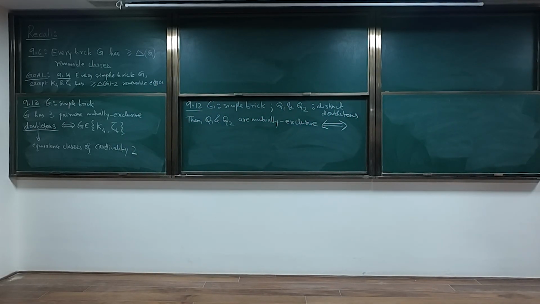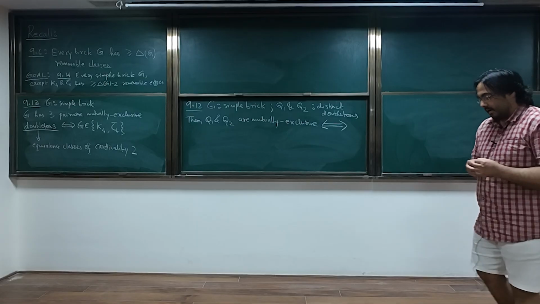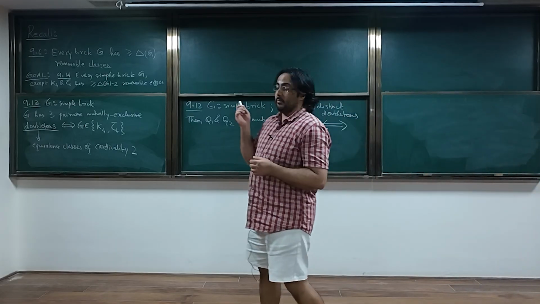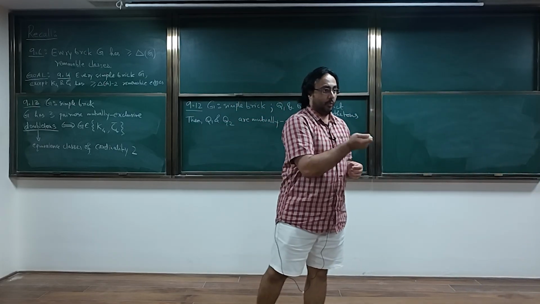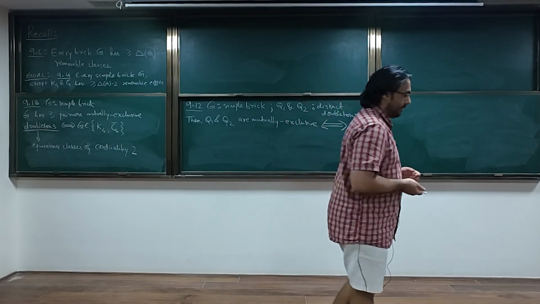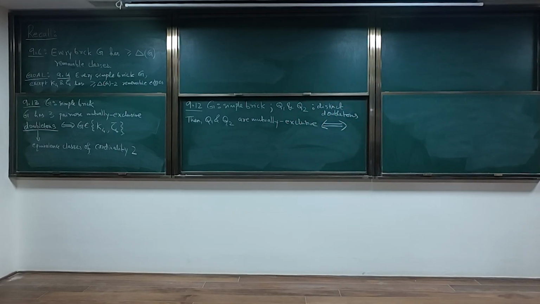Bricks have minimum degree 3, so at least 3 removable classes in every brick. Right? And of course, what we really would like is to get the existence of a removable edge as a first step. Ideally, we want a thin edge, but that is much harder. That is done in part 2 of the book. Right? So how do we go from delta many removable classes to at least one removable edge?